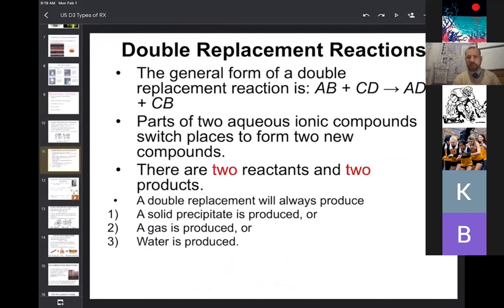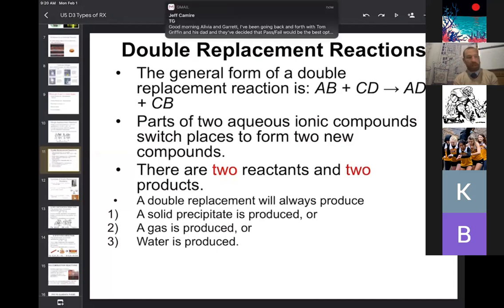In a double replacement, it's a lot like a single replacement, but instead of only switching out one, we're switching out two, right? So it's like a trade, where A switches with D and B switches with C to form two entirely new compounds, but all the elements are still going to be the same. We saw a lot of these in our balancing equations with the polyatomic ions, where we just take the whole bits and switch them around. If that's the case, there's going to be two reactants and two products. So if you see two reactants and two products, you know that you either have a single replacement or a double replacement reaction. All right, so that's kind of a hint.